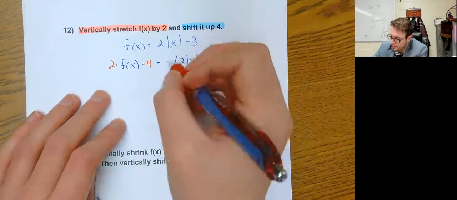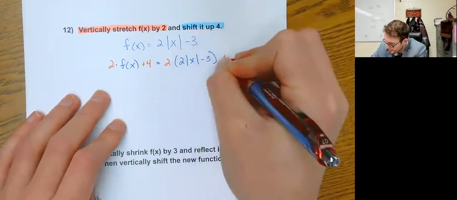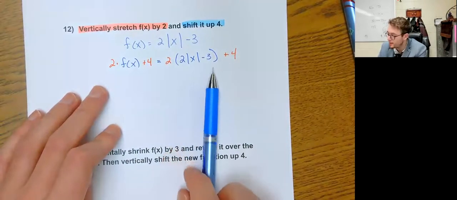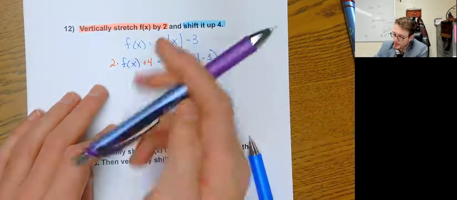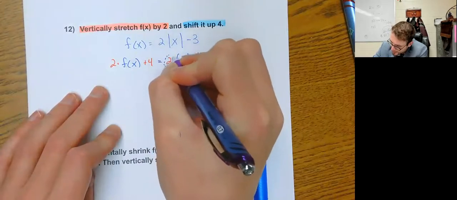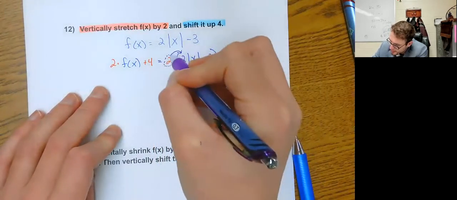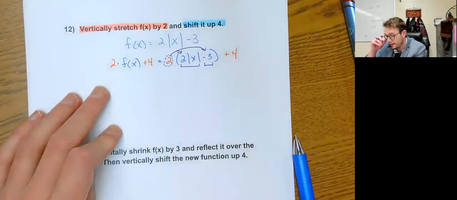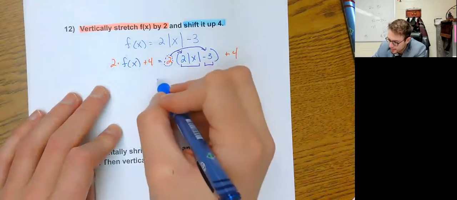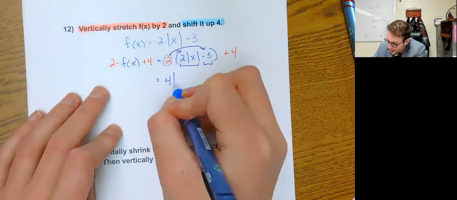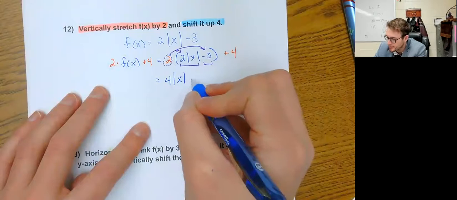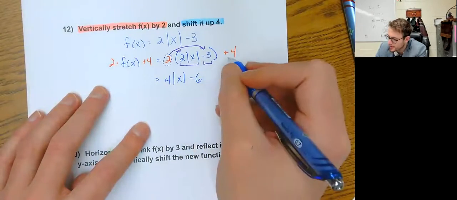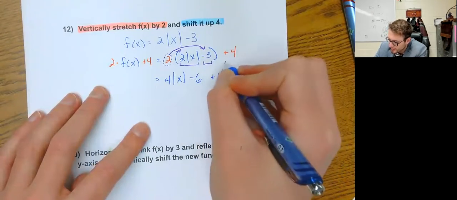So we're going to multiply this whole thing by 2, and we're going to add 4. Well, there's definitely an order to how we do this. Just like we distribute the negative, we're going to have to distribute this 2, and that goes to this and to this, because again, that's one term and that's one term. So we get 2 times 2, which is 4 absolute value of x, and then 2 times negative 3, which is negative 6. And then you just drop down this plus 4.